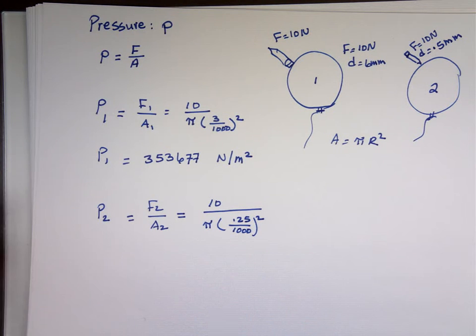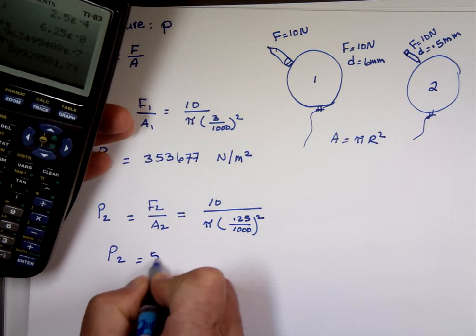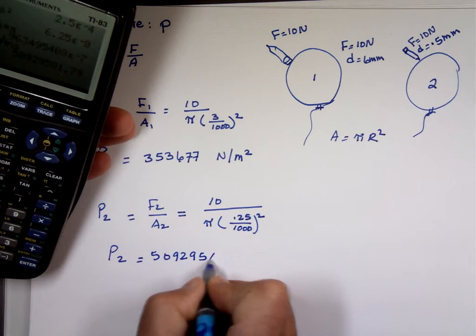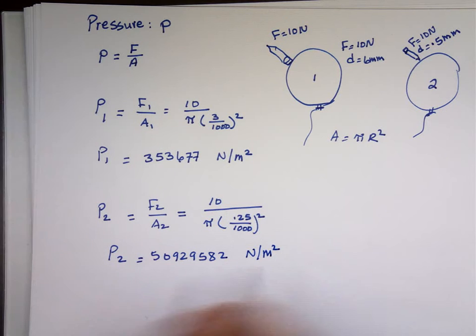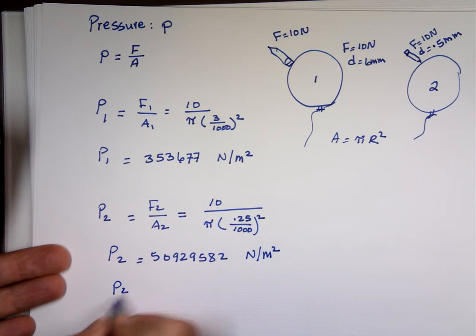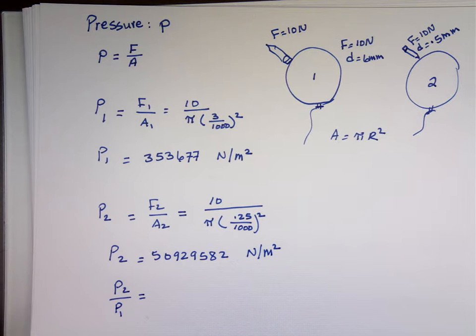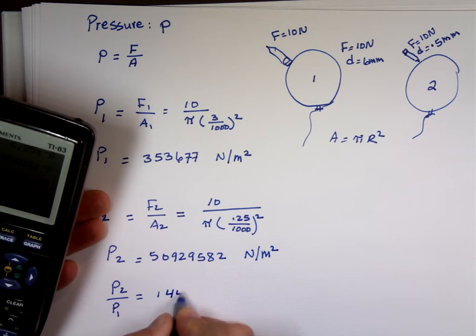And the answer for that, pressure 2, is 5092952. What is the ratio of pressure 2 to pressure 1? Curious, how many times bigger? Divided by 353677. It is 144 times larger.